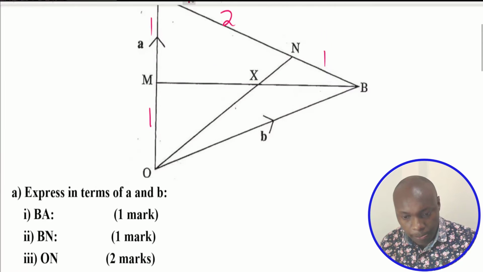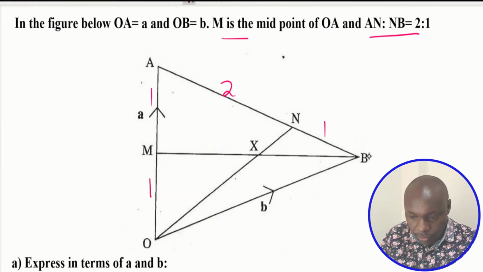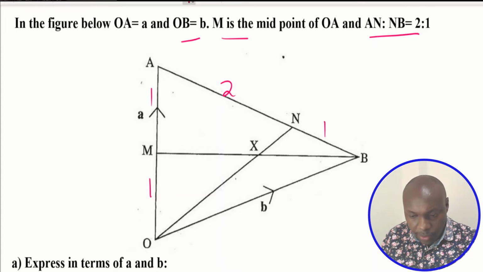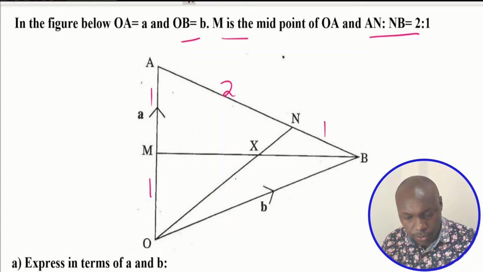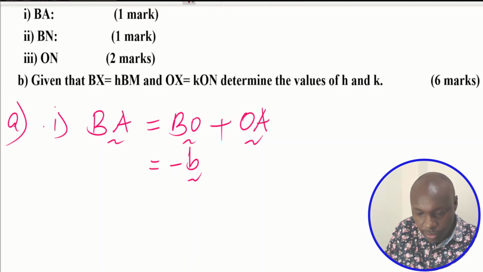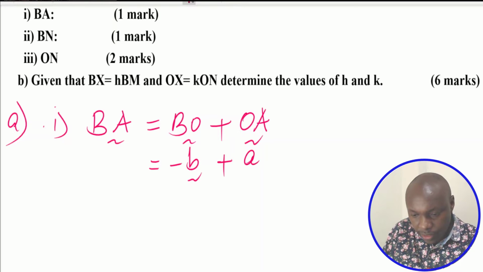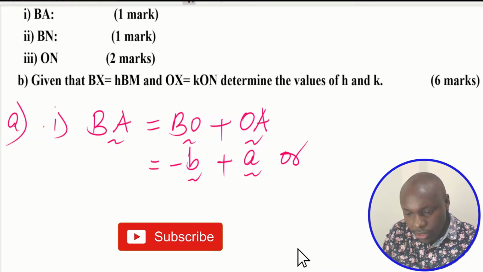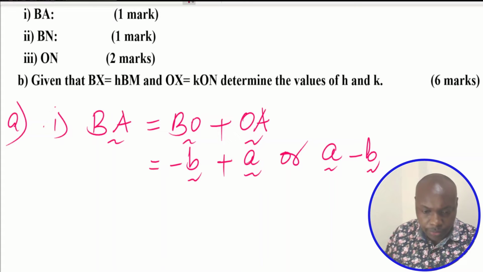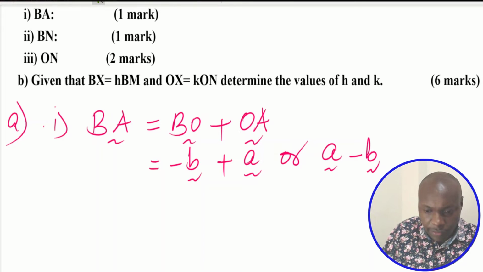So what is BO? When you look at this direction, we are moving from B to O, in the opposite direction of that arrow, since we are given that OB is equal to B. Since we are moving in the opposite direction, we write BO with a negative sign, so BO will be negative B. Then OA is given, it is A. Or you can write it as A minus B. The same thing. So that is how we get the first part of the question.